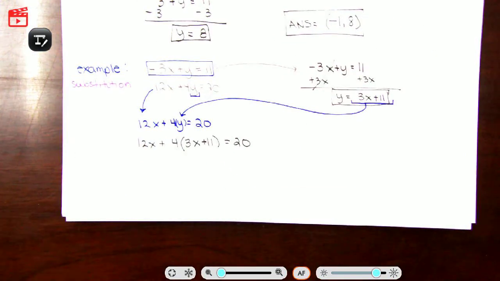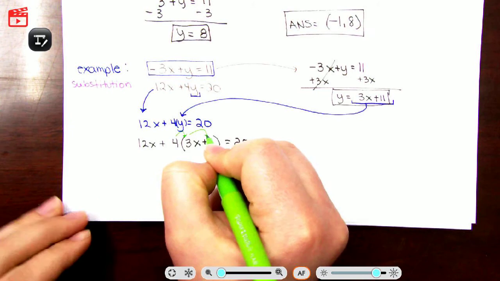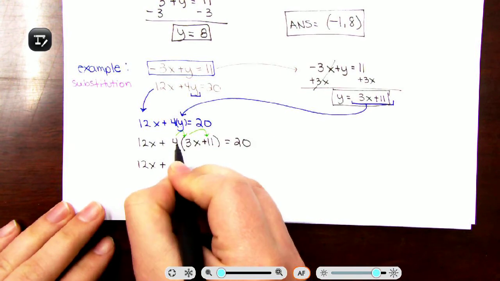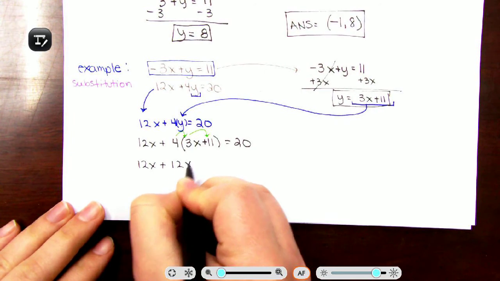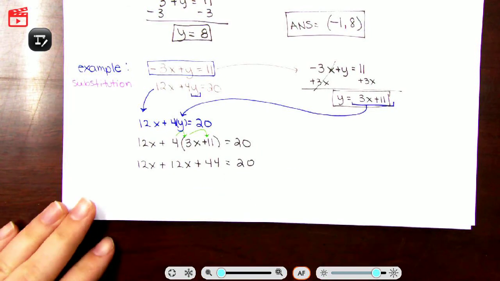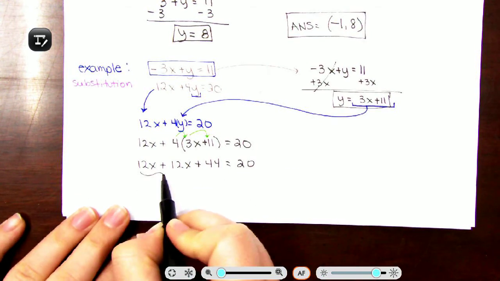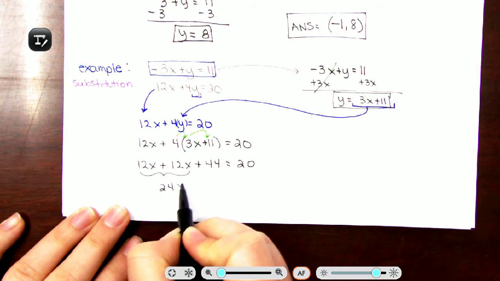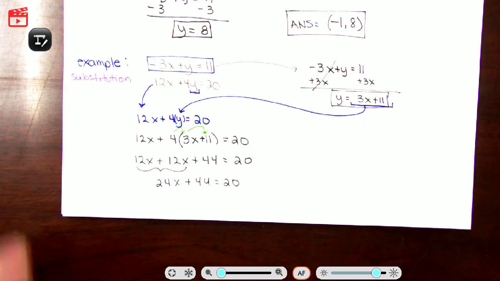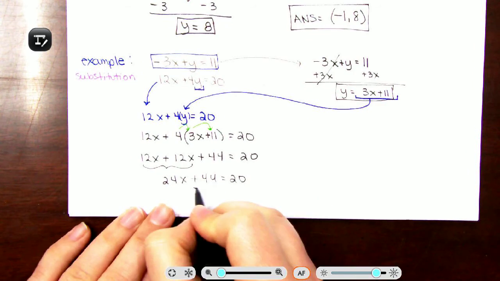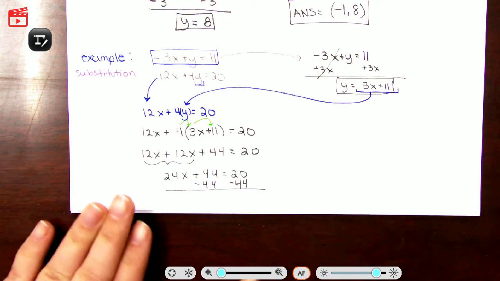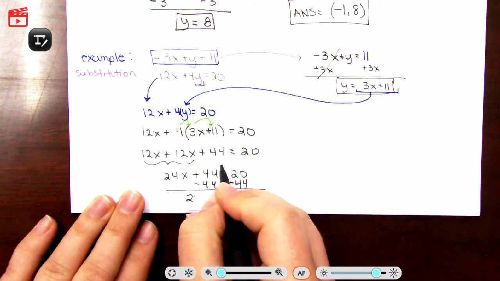Now I have to distribute my 4. So I have 12x plus 12 times 3 is 12x plus 44 is equal to 20. 12x and 12x, that's 24x plus 44. I'm combining like terms, so get all the x's grouped together. I'm going to subtract 44 from both sides. I'm running out of room. Let's see if I can squish this in. So I have these crossed out.